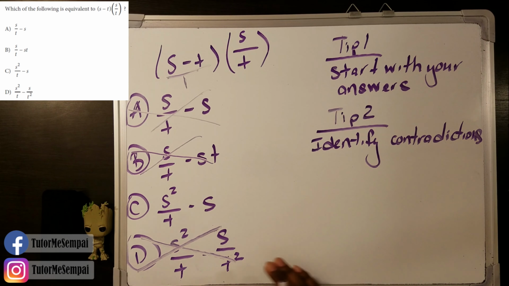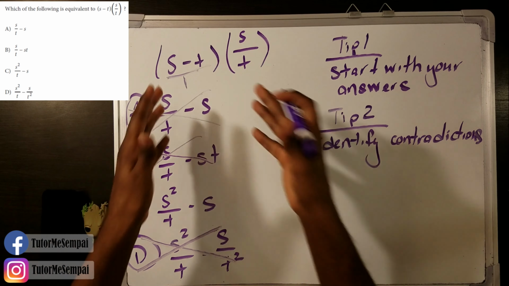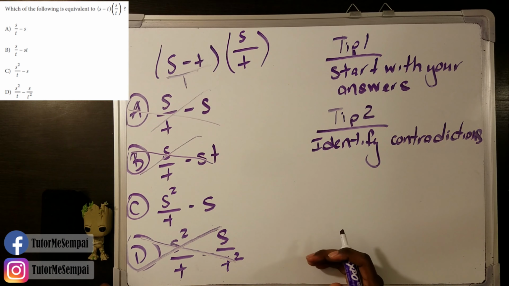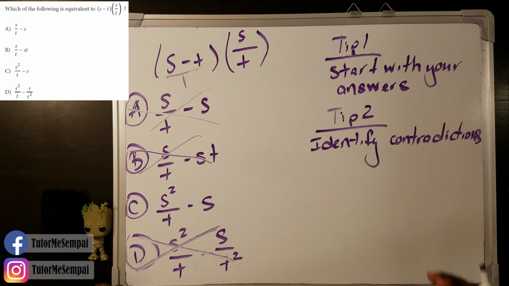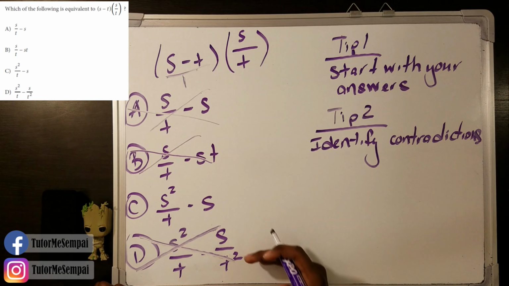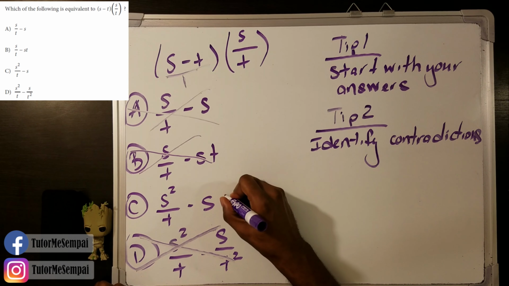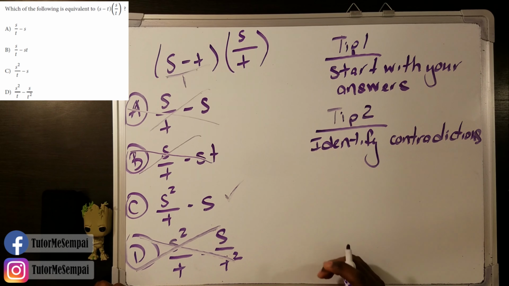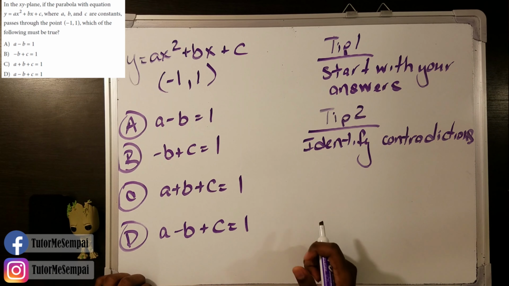And you see, we didn't do much of any real math. We didn't multiply this out or anything. We just looked at contradictions, and we were able to eliminate 3 of the 4 possible choices, and we got the same answer, C. So let's try our tips with our next question here.